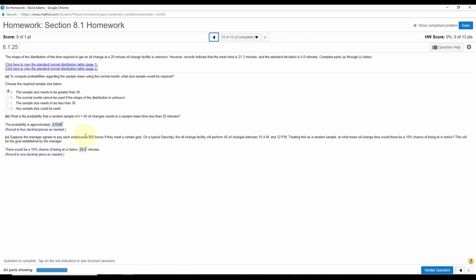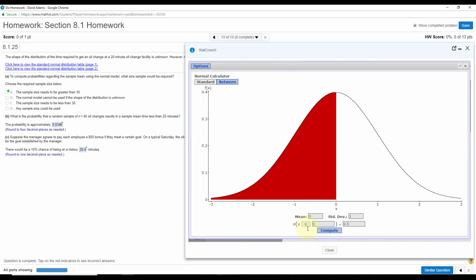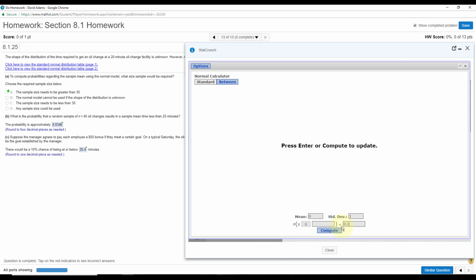Now, suppose the manager agrees to pay a bonus of $50 if they meet a certain goal. On a typical Saturday, the oil change facility will perform 45 oil changes between 10 a.m. and 12 p.m. That's our sample size. Treating this as a random sample, at what mean oil change time will there be a 10% chance of it being at or below? And so at or below is less than. All right, leave that blank, but set this to 10%, 0.1.